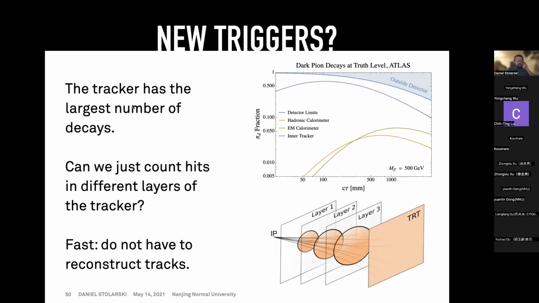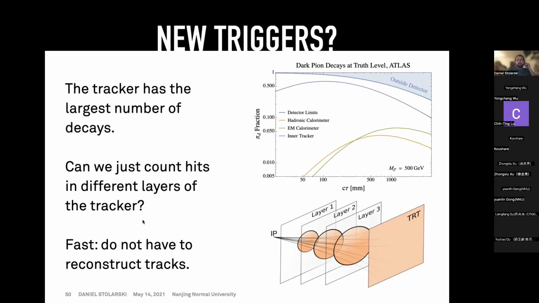First we note that the tracker has the largest number of decays. The purple line is the decays inside the inner tracker, so that's the innermost layer of the detector. And regardless of the lifetime, the innermost layer of the detector has the most decays. So you should use the tracker. The way the tracker works is a bunch of layers that look for energy deposition. Under standard operation, they stitch together all these energy depositions to form a track, a line, through geometric space.